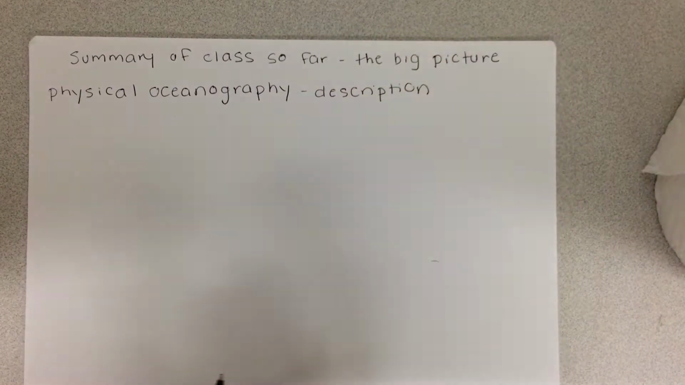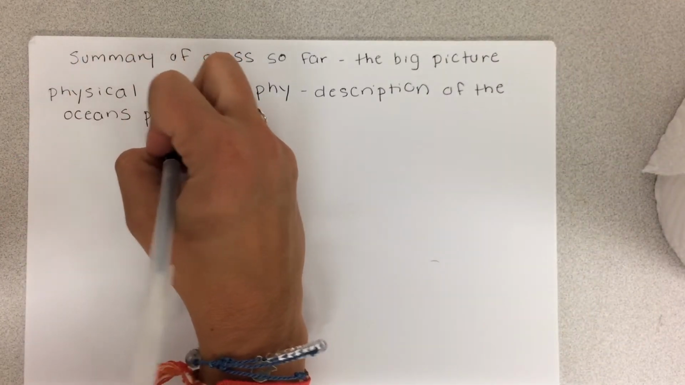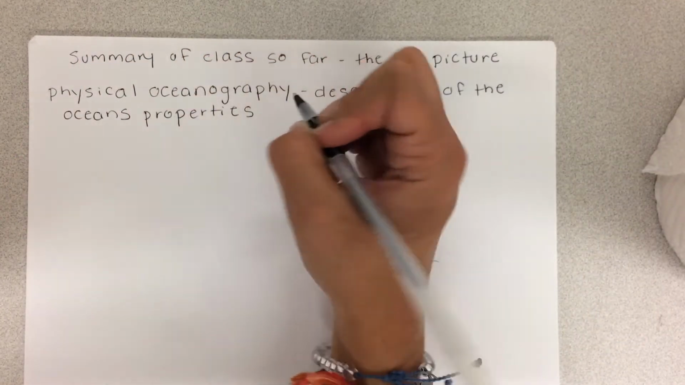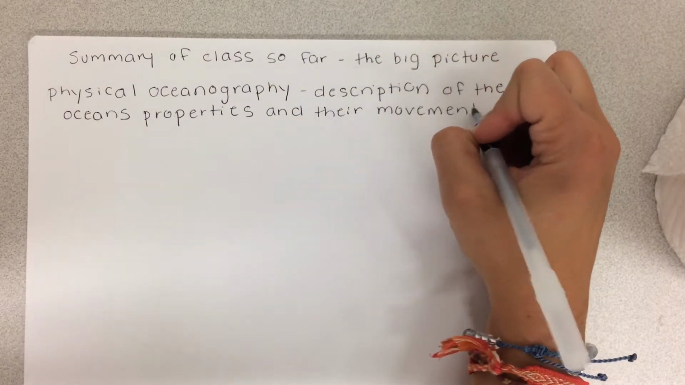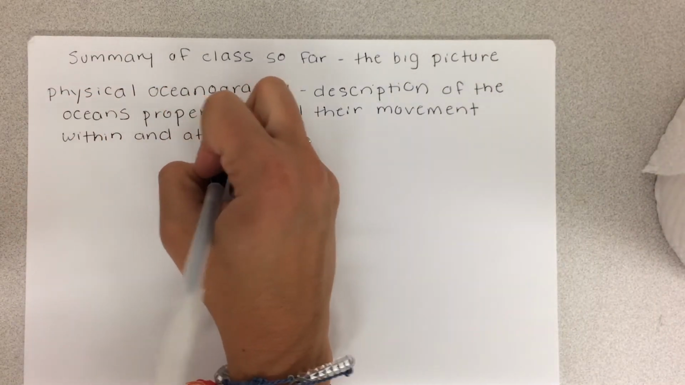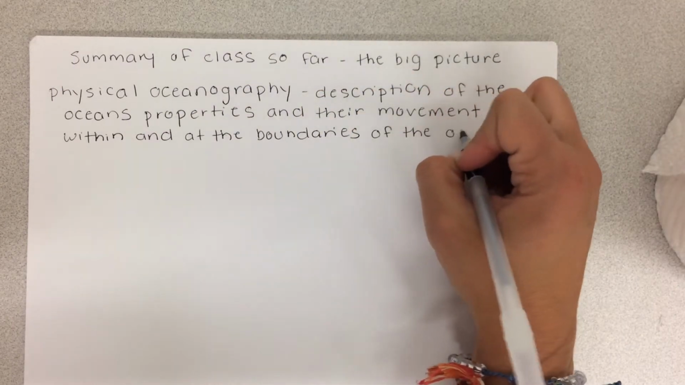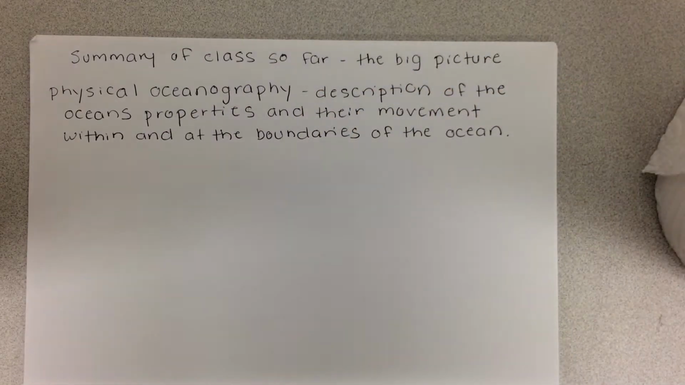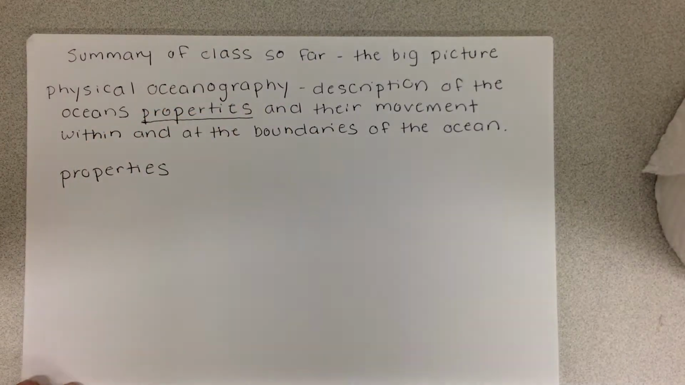So physical oceanography, we've learned, is a quantitative description of the ocean's properties and the movement responsible for the distribution within and at the boundaries of the ocean. The important properties that we've discussed so far are pressure, density, temperature, and salinity.